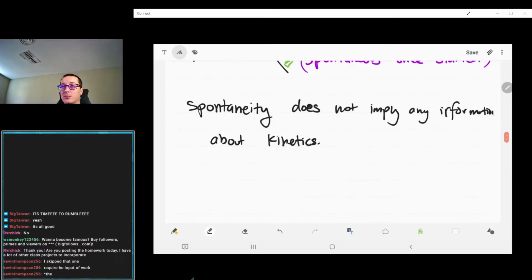A spontaneous process does not tell us it's fast, does not tell us it's slow. It just will happen or it won't at the conditions that you're given. So just keep that in mind. All right.